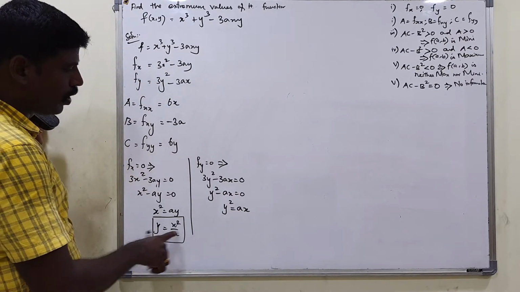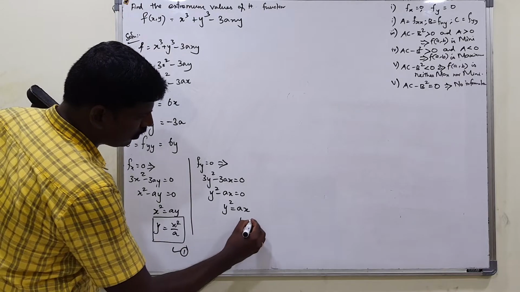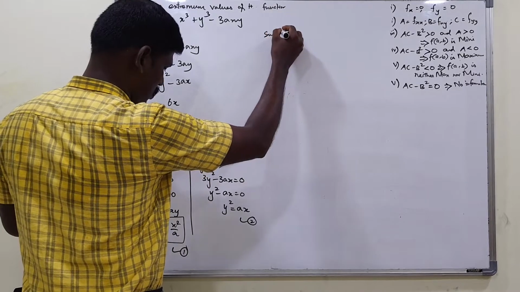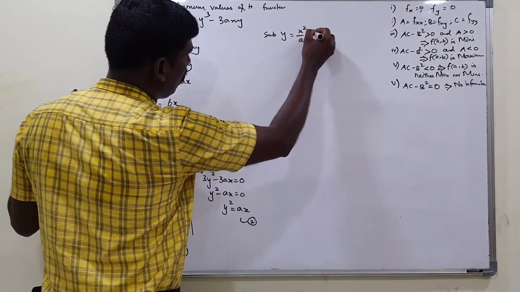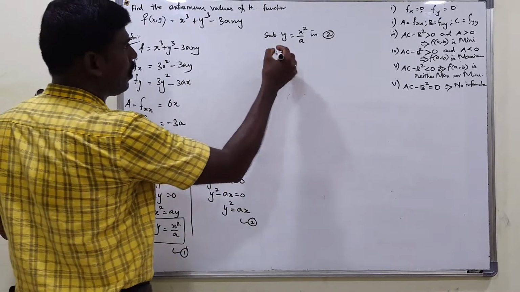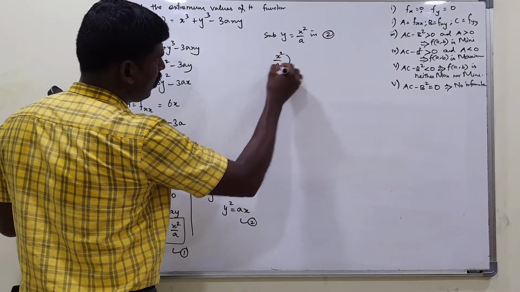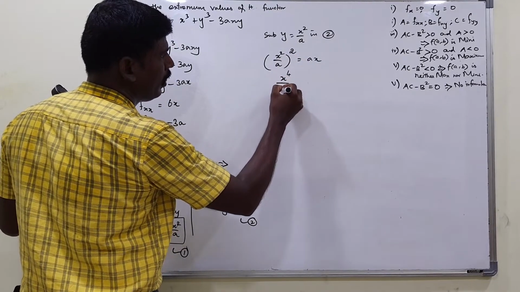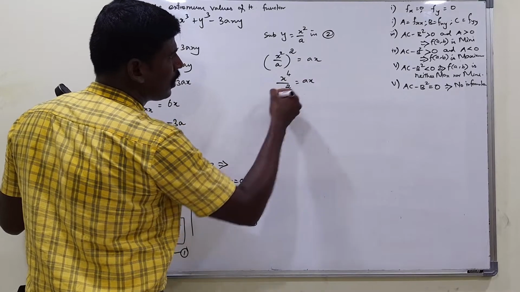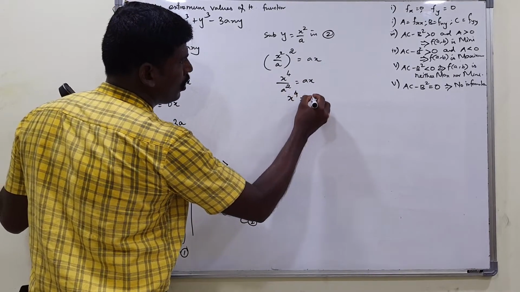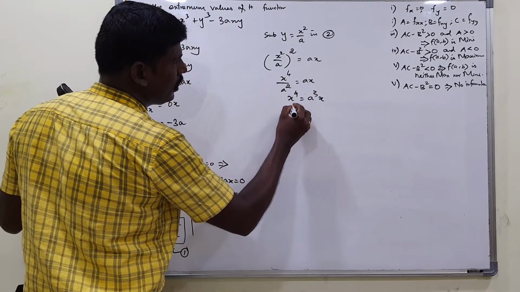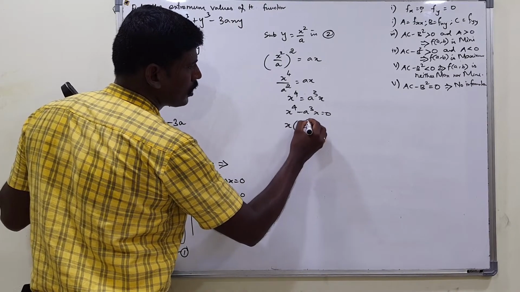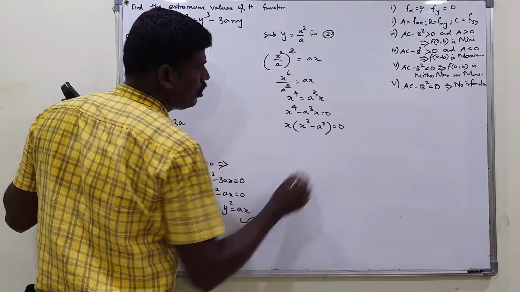We call it as equation number 2. Substitute y equal to x square by a, equation 1, in 2. What you will get? So x square by a the whole square is equal to ax, isn't it? X power 4 by a square equal to ax. Cross multiplying, x power 4 equal to a cube x. Take it into left hand side. X power 4 minus a cube x equal to 0. So taking x as common, x into x cube minus a cube equal to 0.